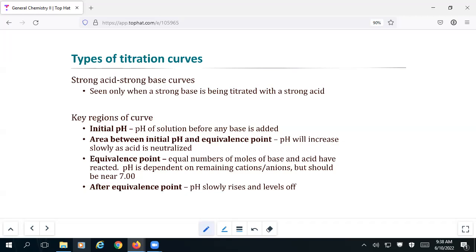The second region, as the titration is beginning, before we get to that equivalence point, we want to look at that area between the beginning of the titration and the equivalence point of the titration. In a strong acid, strong base curve, what we'll see is that the pH is going to very, very slowly increase. In fact, it's going to look in a lot of ways like it's not changing very much at all.